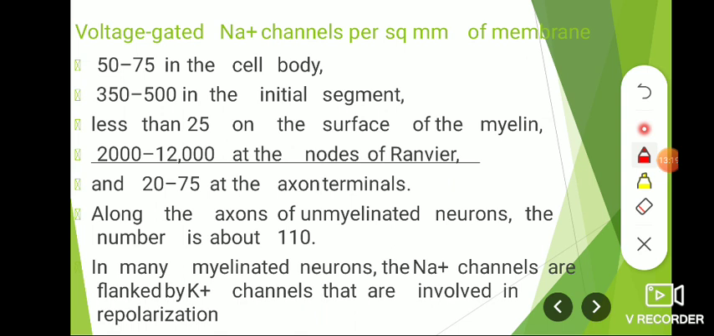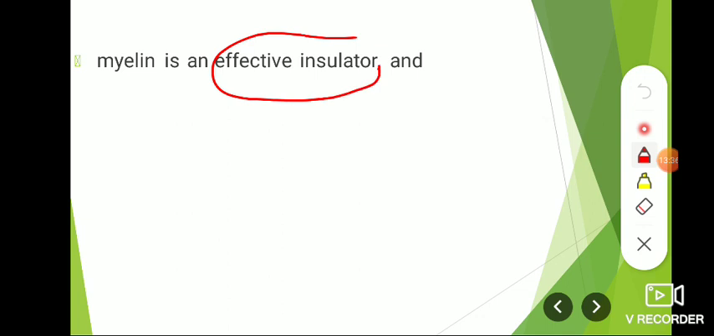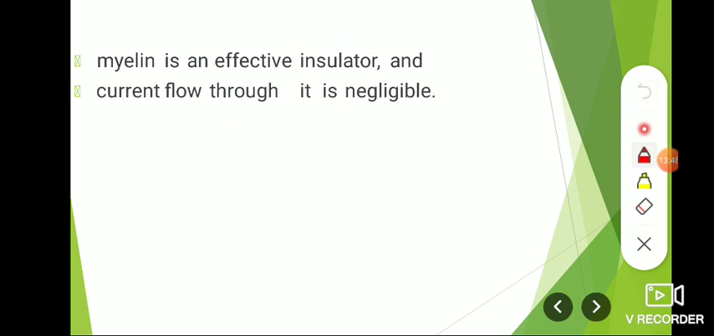So obviously, the more the channels, the more the action potential generated on that side. In many myelinated neurons, the sodium channels are flanked by potassium channels that are involved in repolarization. Now, based on this presence of channels, you can see that the myelin sheath is an effective insulator. It will not allow the current to leak outside. The obvious reason is the number of channels is less than 25 here. So current cannot get generated and passed from here. So current flow through it is negligible, so it is acting as an insulator.